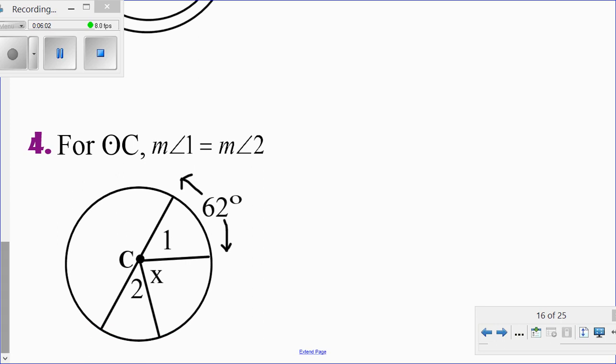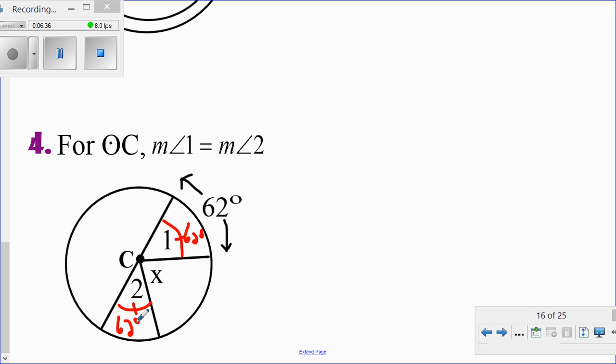And the last one. It says for circle O, the measure of angle 1 is equal to the measure of angle 2, so I'm going to mark that. I'm supposed to figure out the measure of the angle marked x. I can see that angle 1 has a measure of 62 degrees because it's a central angle and the intercepted arc is 62 degrees. So if 1 is 62 degrees, then 2 is also 62 degrees.